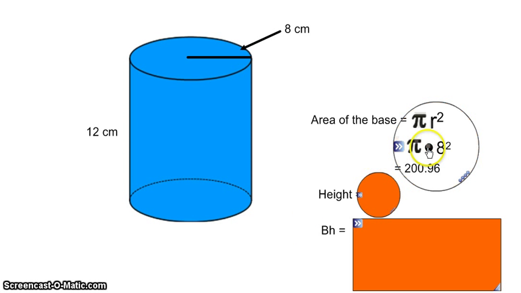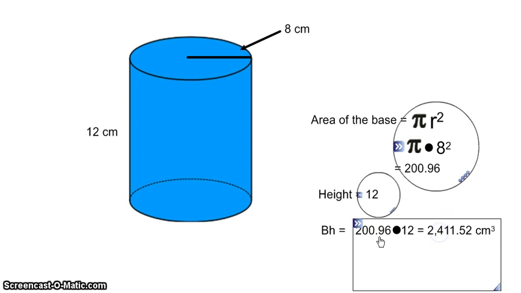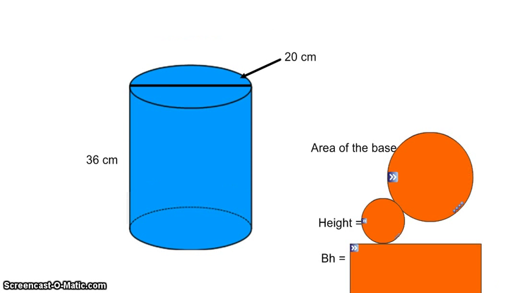The area of the base is pi r squared, or pi times 8 squared, which equals 200.96. The height is 12, which means if we take the area of the base times the height, we get 2,411.52 cubic centimeters. Erase your whiteboard and get ready for the next question.